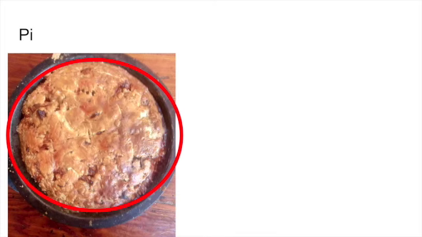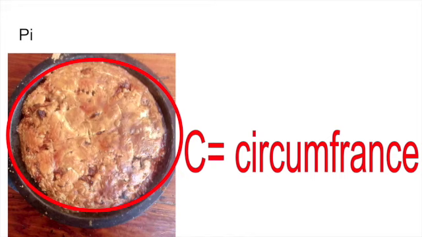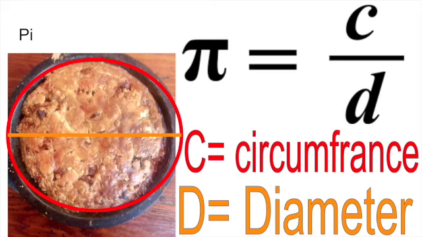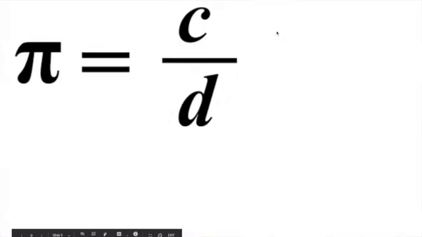There's this magic relationship that we use to understand lots of things about circles called pi. We take the diameter, the distance that goes across the circle, and then we take the circumference, the distance around the circle, and we divide them. Pi is equal to the circumference divided by the diameter. When I divide the circumference by the diameter, I get this cool ratio, this cool number, pi.